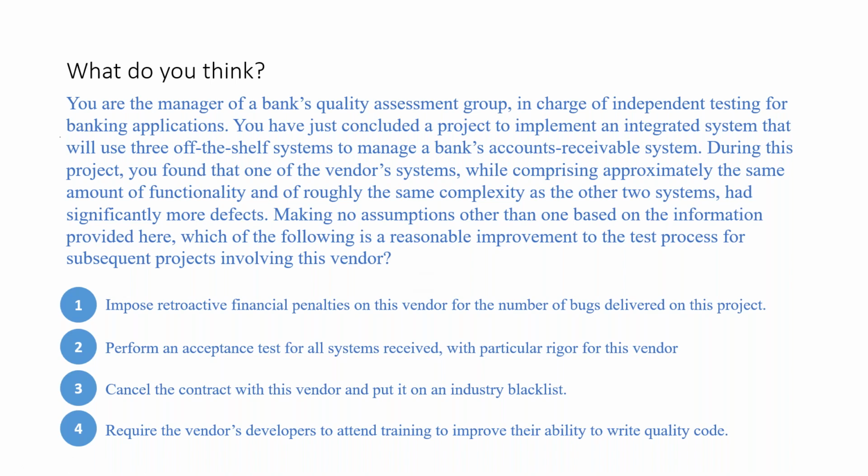Okay, and you have all the power in the world to do anything with this vendor. So you have to find which one is the best one. First one is: impose retroactive financial penalties on this vendor for the number of bugs delivered on this project. Will you do that? Because this vendor has had a lot of defects. Will you put some penalties as a manager based on this information?